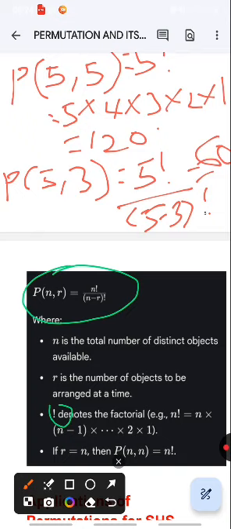So, if I want to find the factorial of 5, it is the product of all positive integers that are equal to or less than 5. So positive integers equal to or less than 5 are 5 itself multiplied by 4, by 3, by 2, and by 1. So we find their product and we get the factorial. So that is how we can derive the formula for permutation.